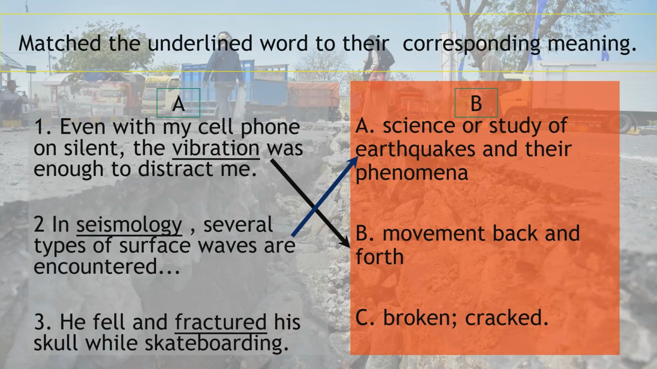Number 3, he fell and fractured his skull while skateboarding. So what is the meaning of the word fractured? Definitely the answer is letter C. We say fractured, it is broken and cracked. So what is the relation of these words to our topic? These words are very important because we will encounter them all throughout our discussion: vibration, seismology, and fracture.